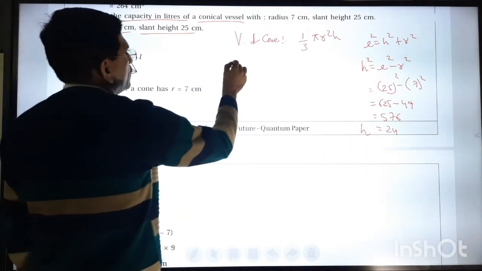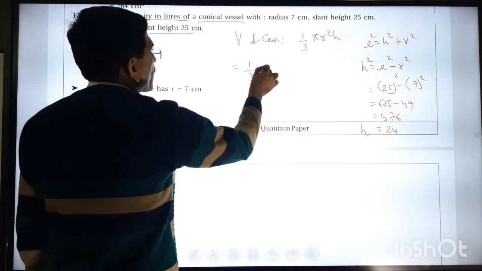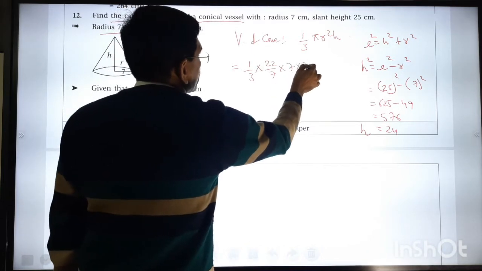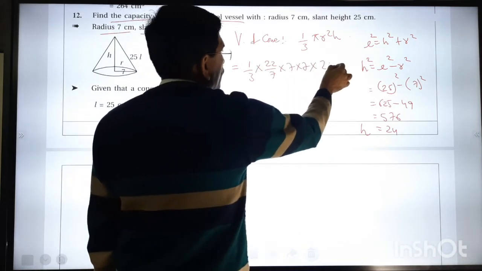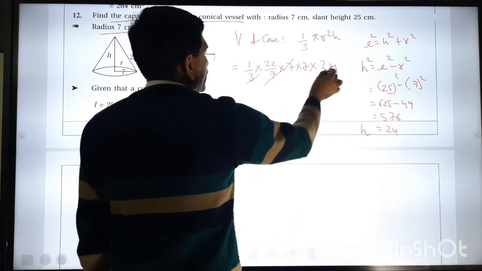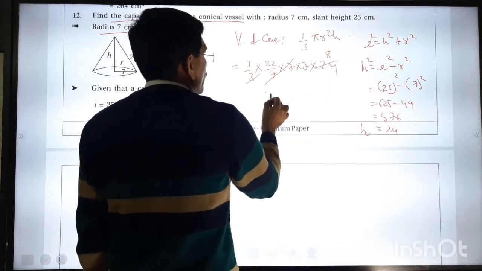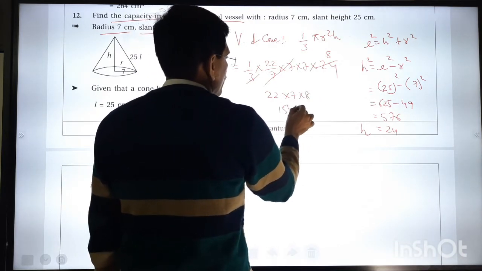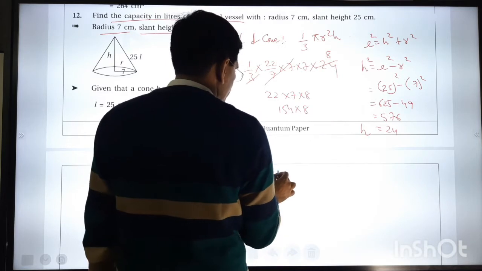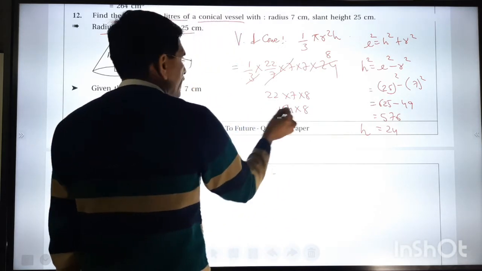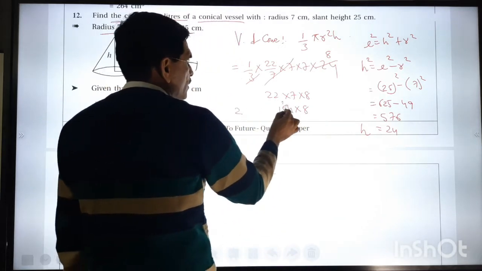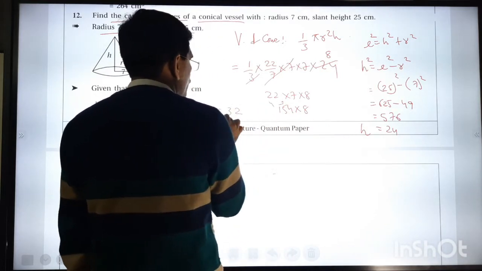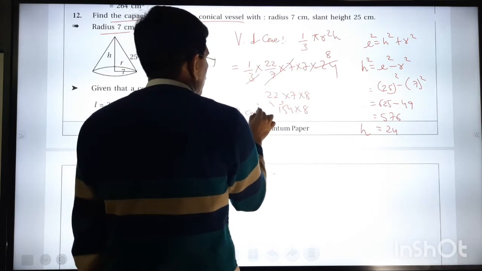Now we can put the values: 1/3, value of π is 22/7, radius 7 and height 24. This 7 cancels, and 3 into 8. So 22 × 7 × 8, that is 154 × 8. So we get the answer 1232 centimeter cube.